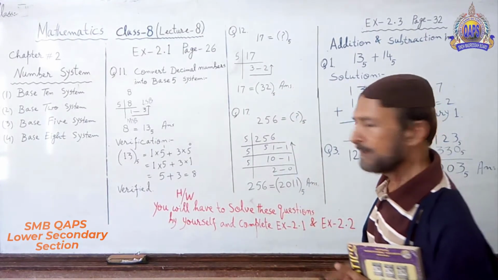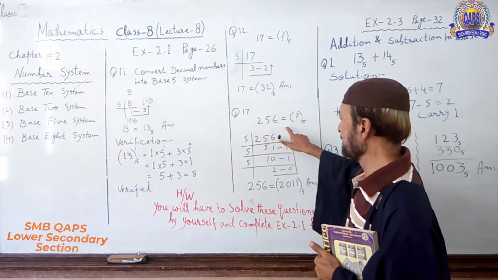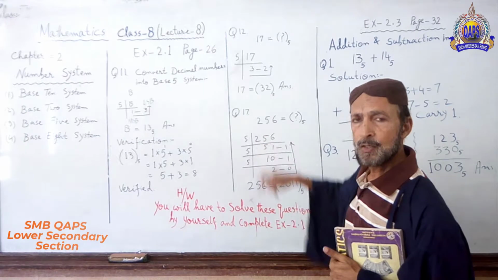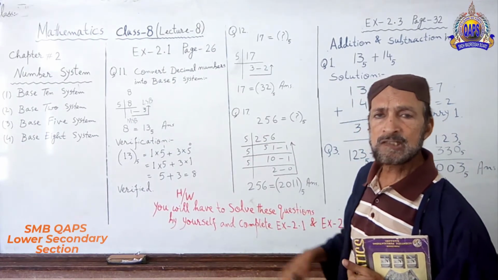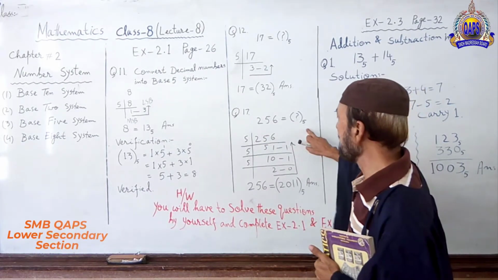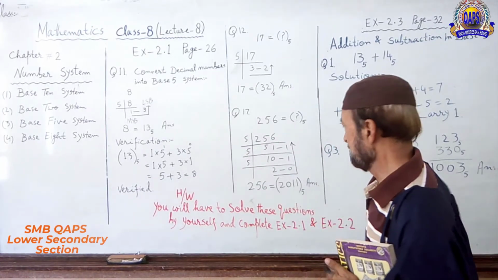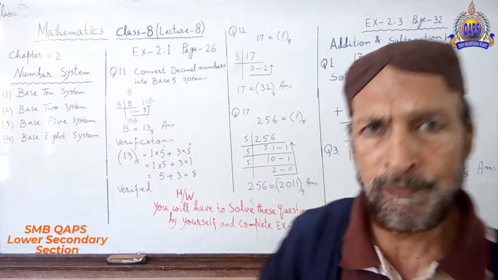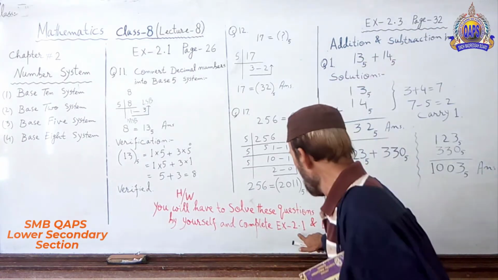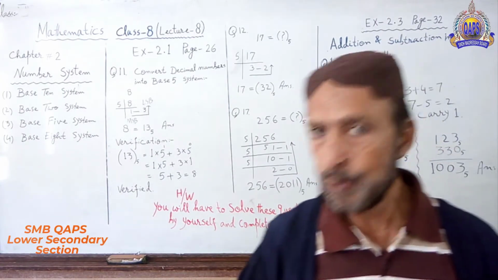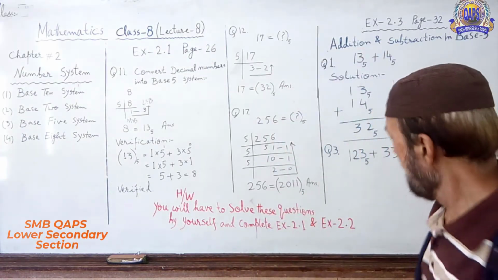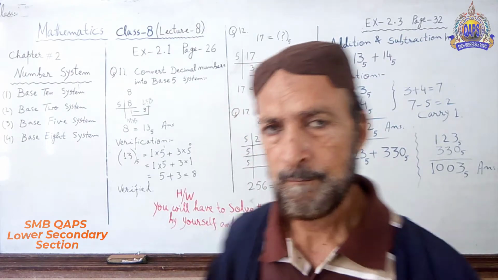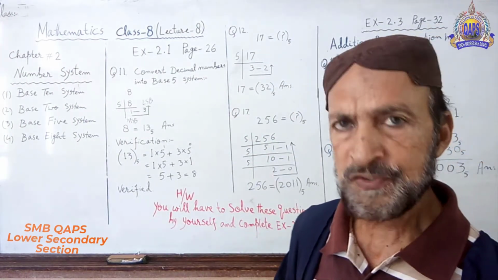In the same way, 256 is a decimal number. What will be its equivalent in base 5? See my calculation. I hope you will complete exercise 2.1 and exercise 2.2 as your homework. Understand?